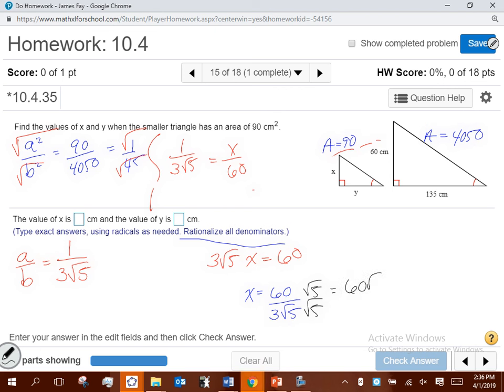Excuse me, 60 radical 5. What's 3 times radical 5 times radical 5 going to give me? 15. Now, what's 60 divided by 15? 4. So 4 radical 5 turns out to be the value for x there. You would then go through the exact same algebra to solve for y. You would say 1 over 3 radical 5 is equal to y over 135. Cross multiply, divide by 3 radical 5 to both sides, and rationalize.